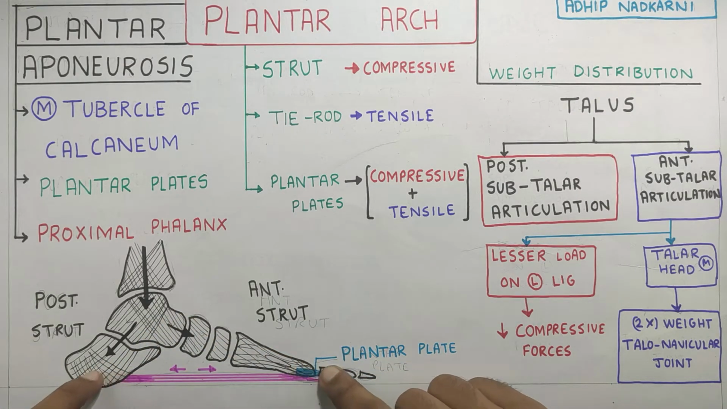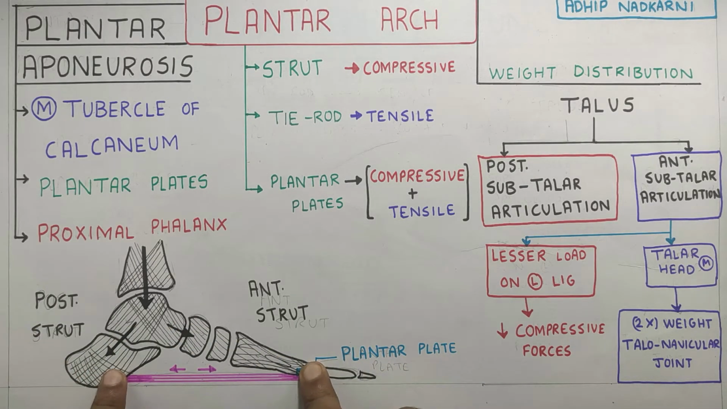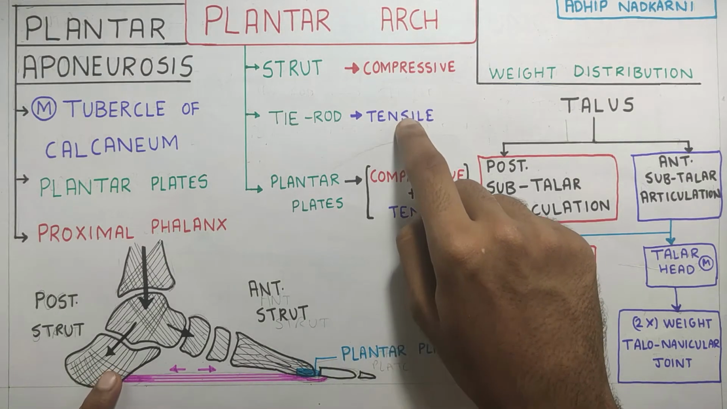they are being pulled from both the directions, right? You see the force is going in this direction, this force is going in this direction, and they are attached on both the parts. So over here they are getting pulled from both the directions, so they undergo tensile force.